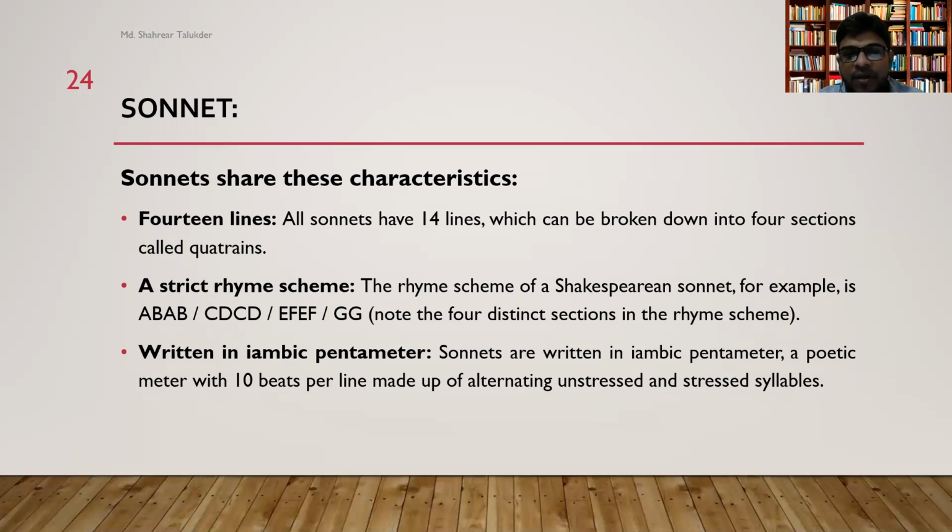So you see the first quatrain, the first 4 lines, the rhyming pattern is A B A B. Second quatrain, C D C D, and the third quatrain is E F E F. So this makes 12 lines. You see, A B A B 4 lines, C D C D 4 lines, E F E F 4 lines. So total 12 lines, and the last 2 lines are a rhyming couplet. We call it rhyming couplet. 14th line, G, G.